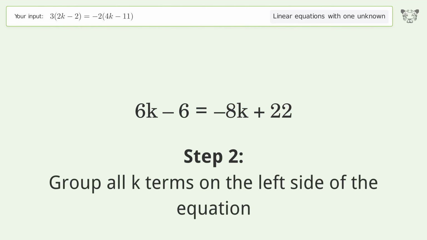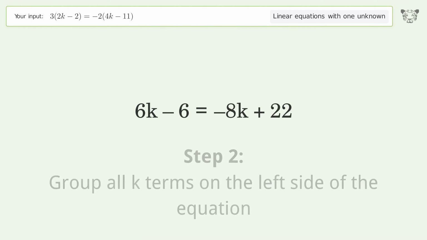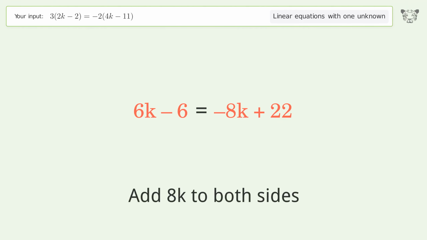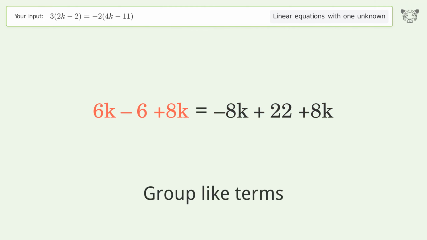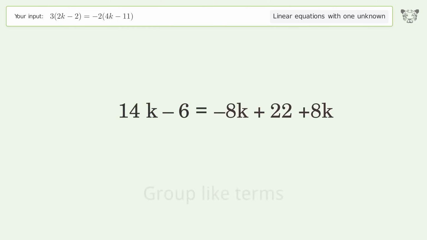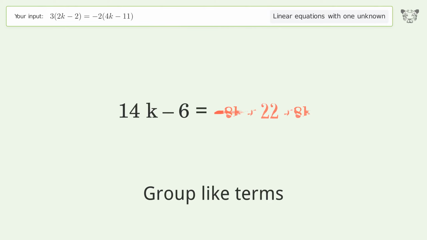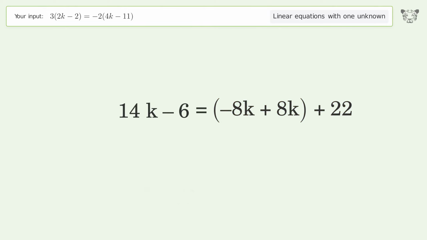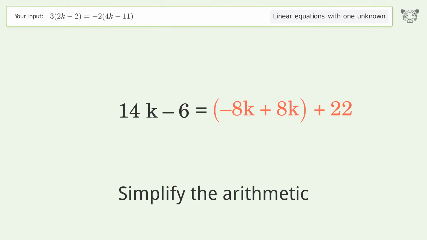Group all k terms on the left side of the equation. Add 8k to both sides. Group like terms. Simplify the arithmetic. Group like terms. Simplify the arithmetic.